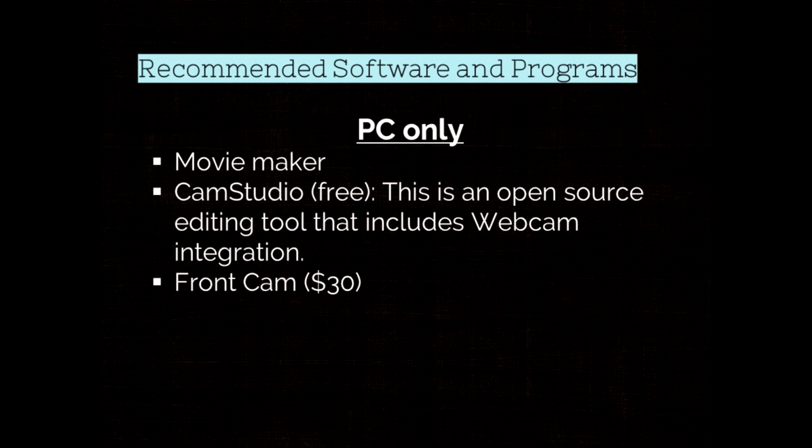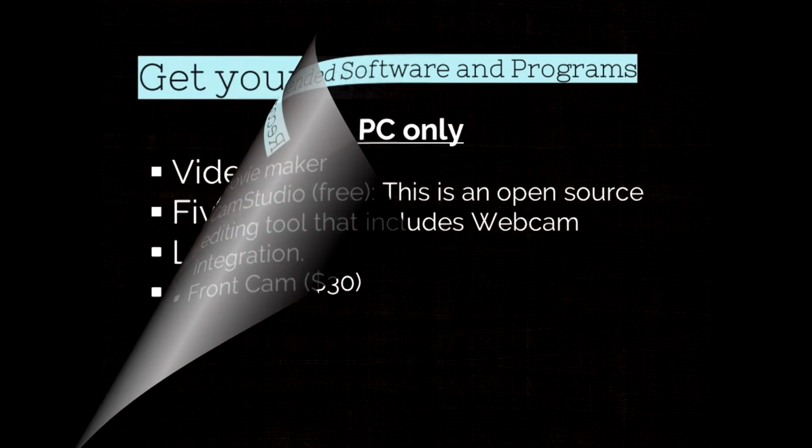So that way you don't have to figure out what you're actually doing, messing with something like Sony Vegas, which is a lot more complicated. But as you upgrade, Sony Vegas is easy once you get used to it. But obviously Movie Maker is a lot easier. But again, that's Movie Maker and free software. CamStudio, if you're doing screencast, which is free, or FrontCam, which is $30.